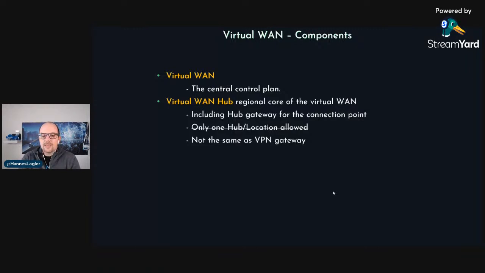The vWAN hub can include hub gateway types for the connection endpoint. So we have different gateway options here: point-to-site VPN, site-to-site VPN, or ExpressRoute. The second thing here is that you can now provision not only one vWAN hub per location, but you can provision more vWAN hubs per location if required, if the limit is reached.